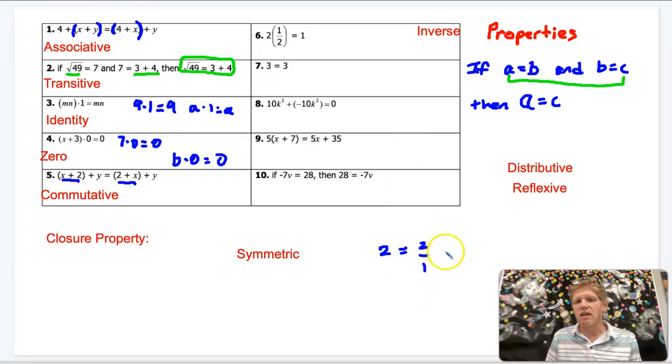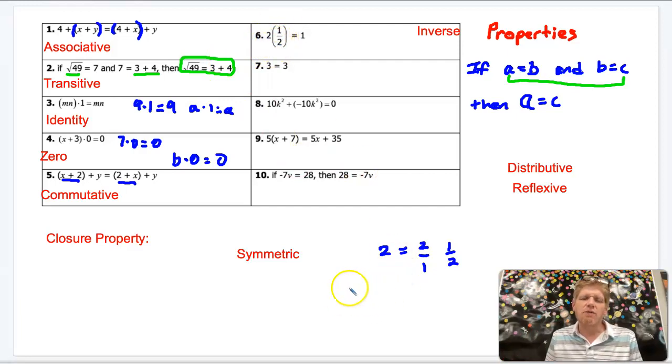Its inverse, then, is 1 over 2, which is what we have here. We have 2 over 1 being multiplied by 1 over 2. Anytime you multiply a number by its inverse, by its flipped upside down version, you're going to get 1.